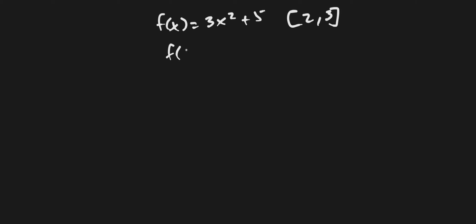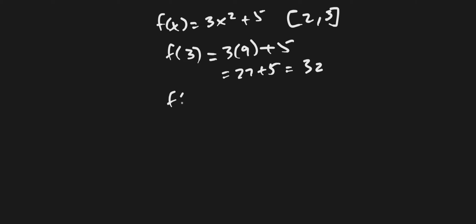So let's say that I wanted to find the average rate of change of the function f of x from the interval from 2 to 3. So f of 3, I need to evaluate this at x equals 2 and x equals 3, so that's just 3 times 9 plus 5, which is 27 plus 5, which is 32. And then f of 2 is equal to 3 times 4 plus 5, 12 plus 5 is equal to 17.